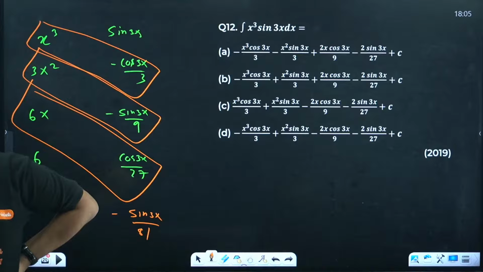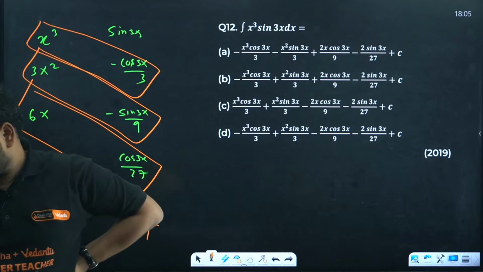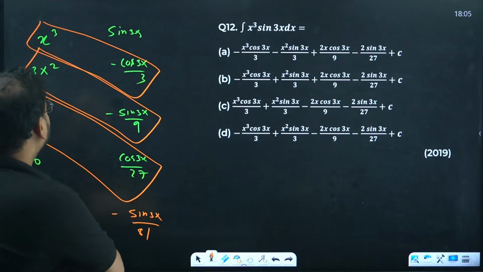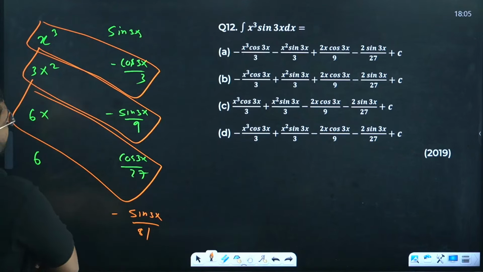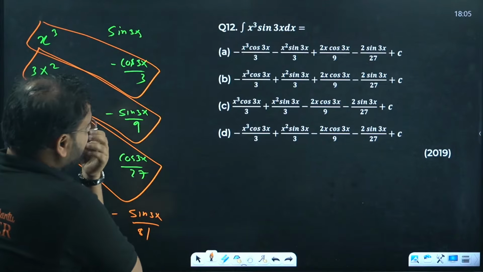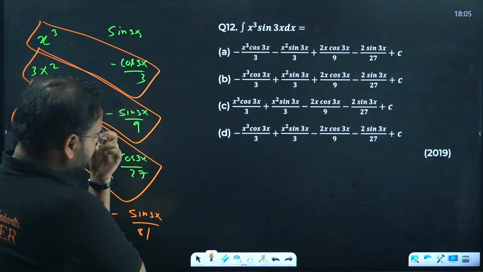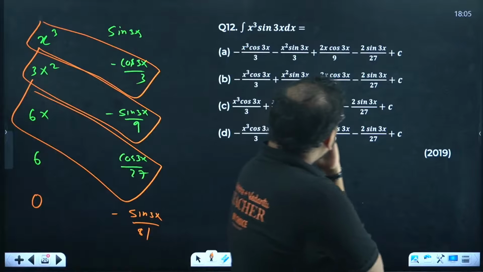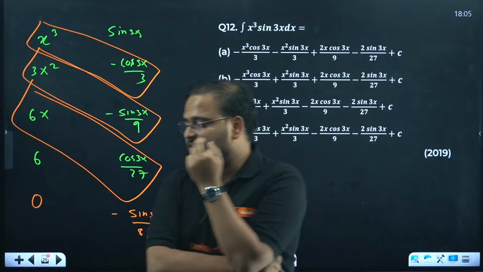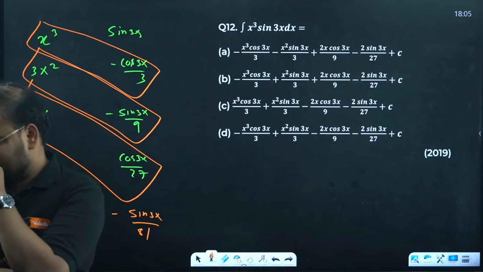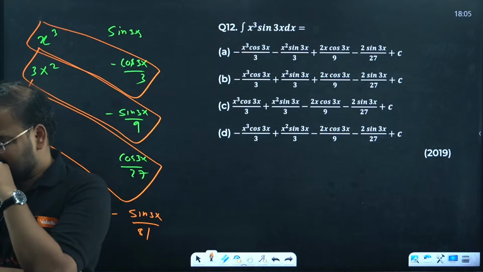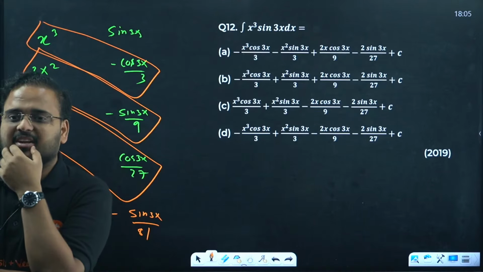Suresh, I hope you got the previous question's answer. A, minus x cube cos 3x by 3 minus. Even I had the answer as B only, guys. I think option A. Okay, even I had the answer as B only. I was thinking the answer is B only for this question. I think I might have made a mistake in the question writing somewhere.